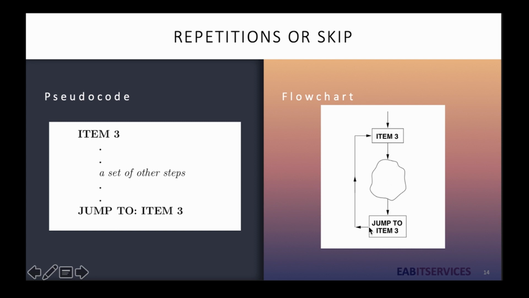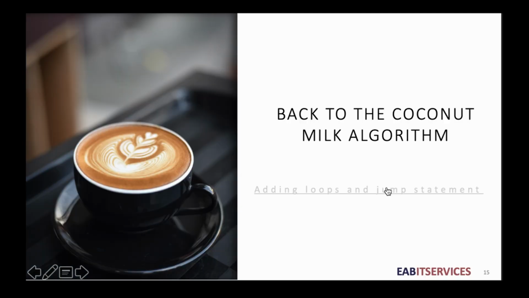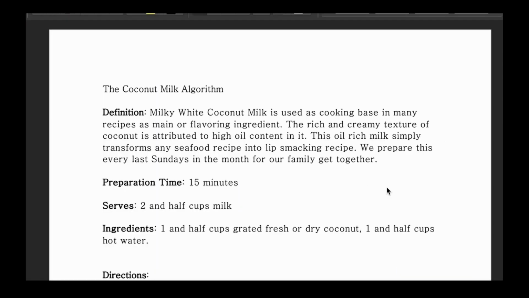So look at the flow, the logic, the flow line. It tells you to go back all the way to item 3. You move into the loop, you execute the jump statement, move all the way back to it. So that is a loop. Let's see how we can add this to our coconut milk algorithm.